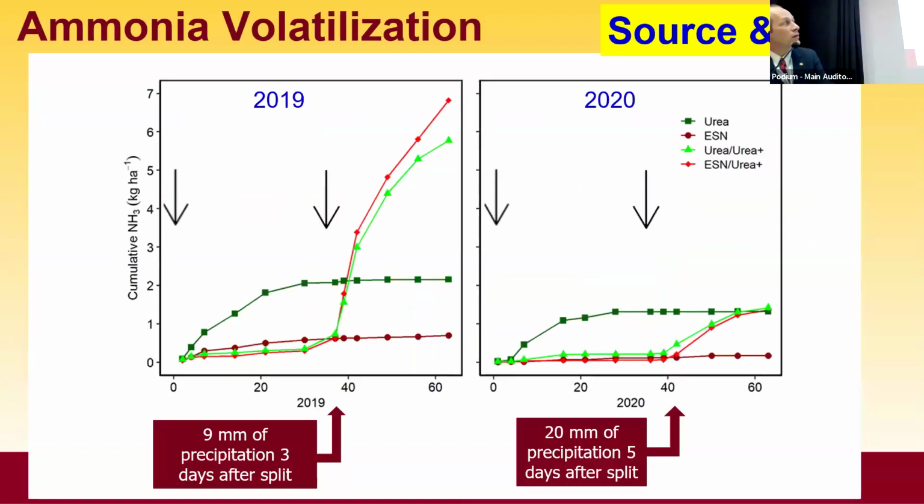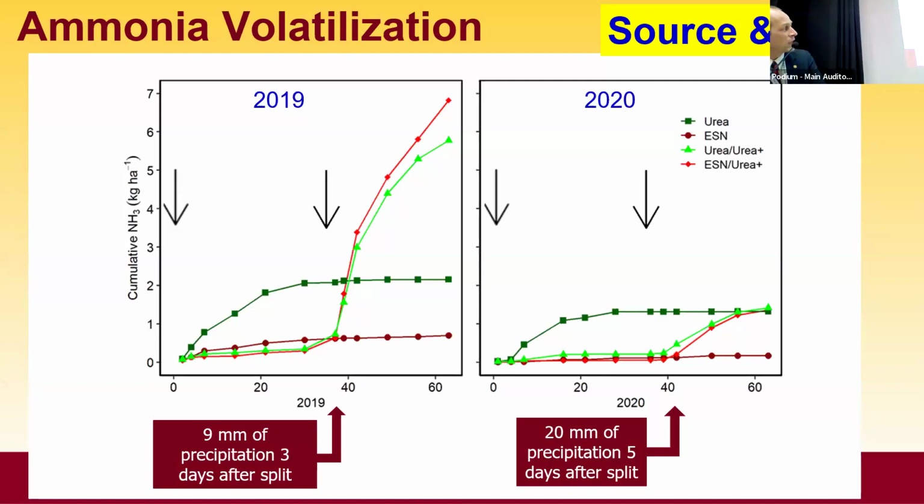Then we look at ammonia volatilization for this same study. And here we have 2 years and 2 different stories. For the pre-plant treatments, they both had the same behavior where urea pre-plant lost more early in the season and then kind of plateaus. ESN pre-plant was fairly flat. But for the split application treatments, the difference of how well they performed had to do not so much with the time of application, but what happened after that application.